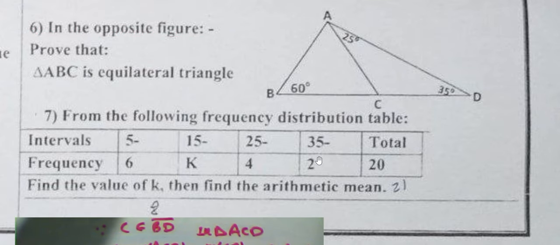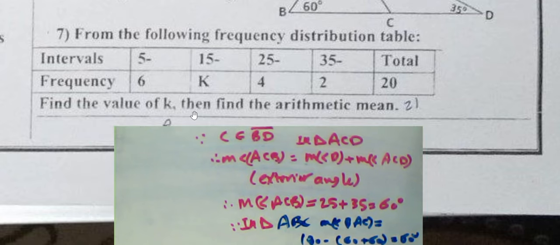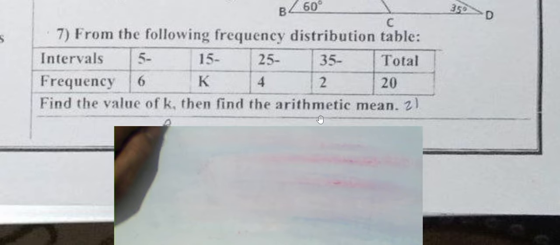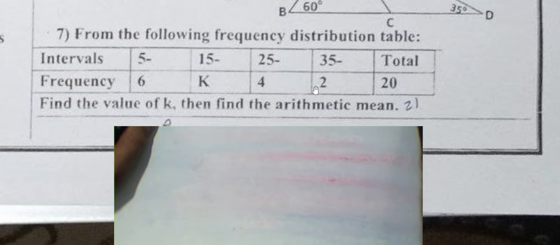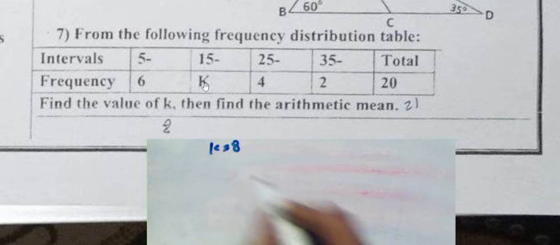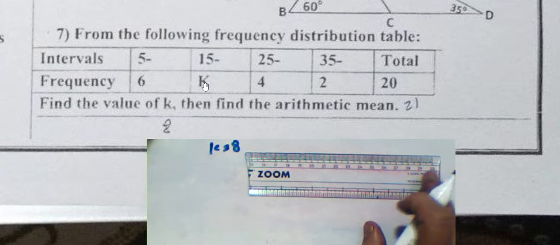Understood? Next question. From the following frequency table, find the value of K and then find the arithmetic mean. You can find the value of K first by adding 6 plus 4, 10, 10 plus 2, 12, subtracted from 20, it will be 8. Then the value of K equals 8. Now I will draw the table to find the arithmetic mean.